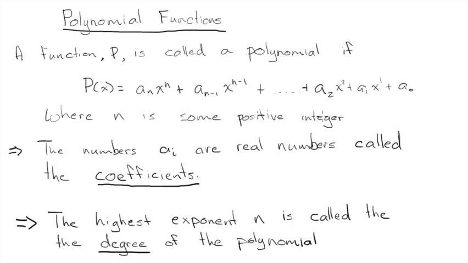Where n is some positive integer, so depending on the size of n, that would determine how many terms you have. n might be 2, so you only have these last 3 terms. You wouldn't have these first ones. If n was 1, you'd just have these 2 terms.